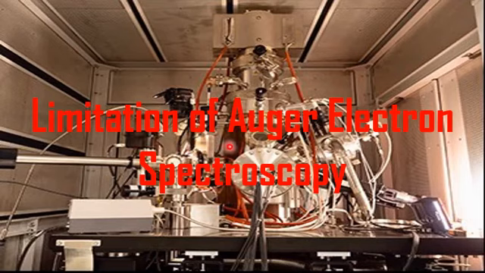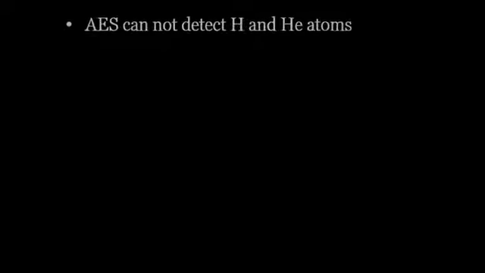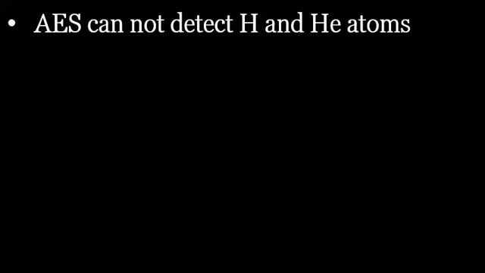Limitation of Auger electron spectroscopy. Limitation means where we can use Auger electron spectroscopy. With Auger electron spectroscopy, you cannot detect an element with only one shell, only the core K shell. This means, students, you cannot detect hydrogen and helium atoms with Auger electron spectroscopy.